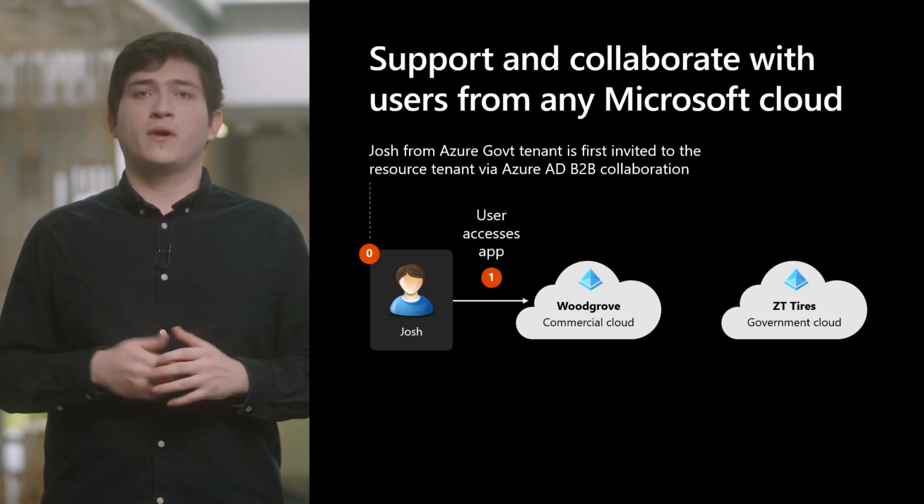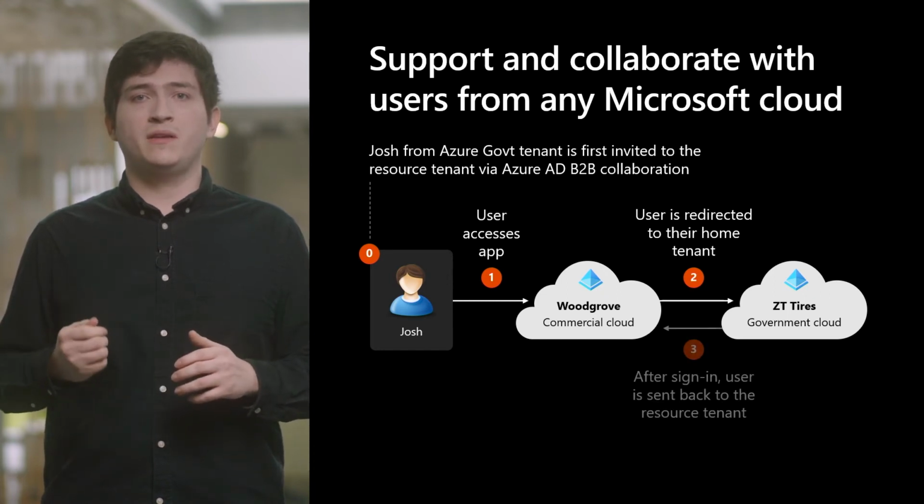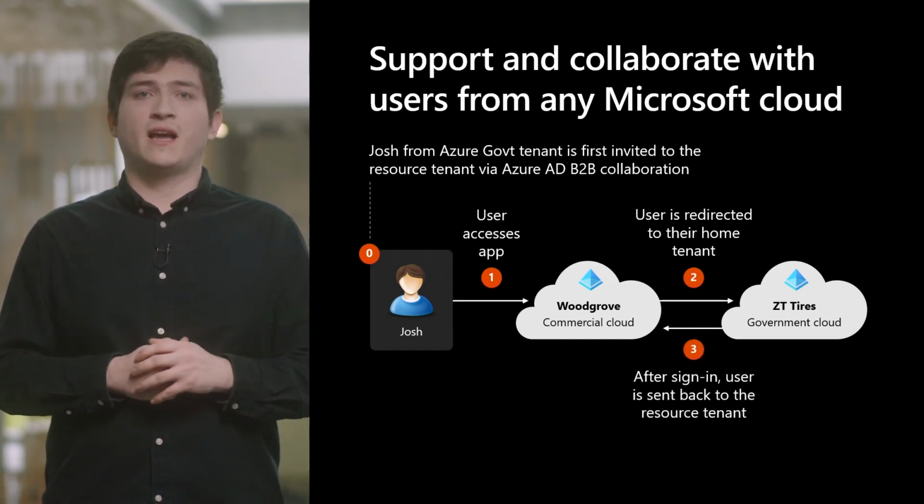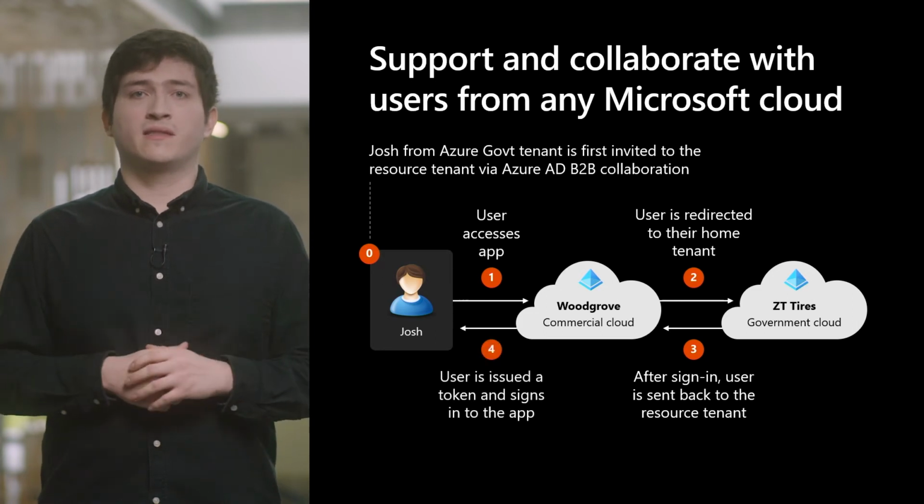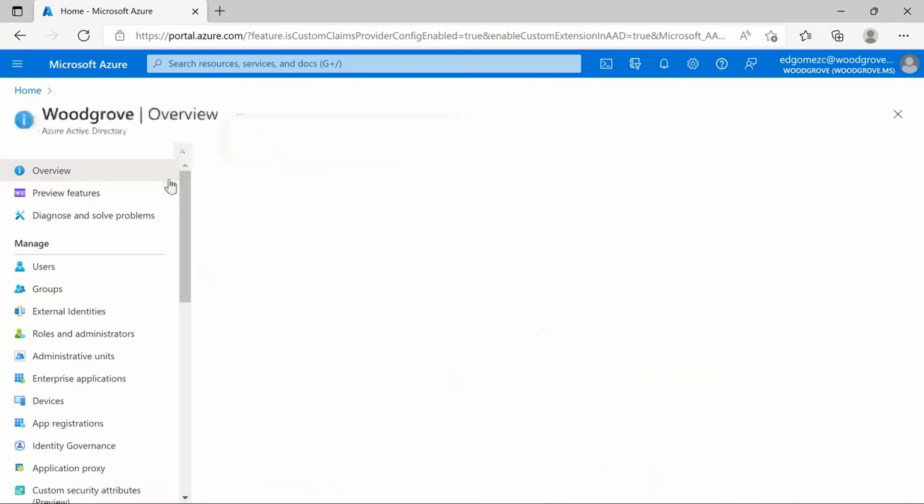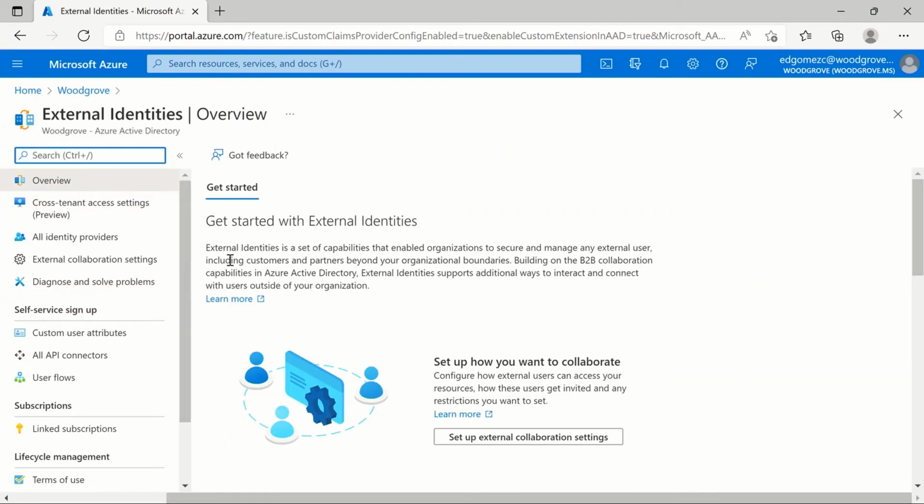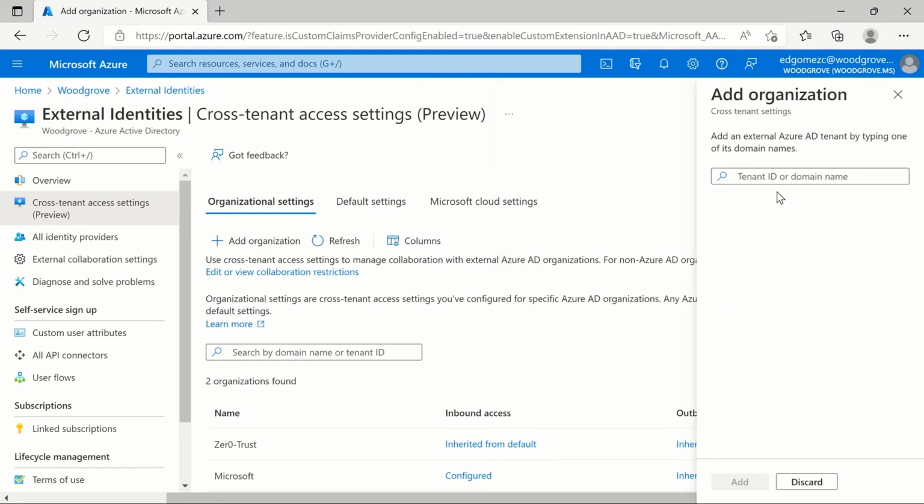We will walk through a demo that shows how to quickly set up this connection and use Azure AD B2B to bring users from ZT Tires to the Woodgrove tenant. Let's dive in to see how we can set this up. First, let's go to the external identities experience. This is where I generally manage my collaboration with my partners and guest users. Let's go to cross-tenant access settings, add organization. Here I'll paste in ZT Tires tenant ID and hit add.